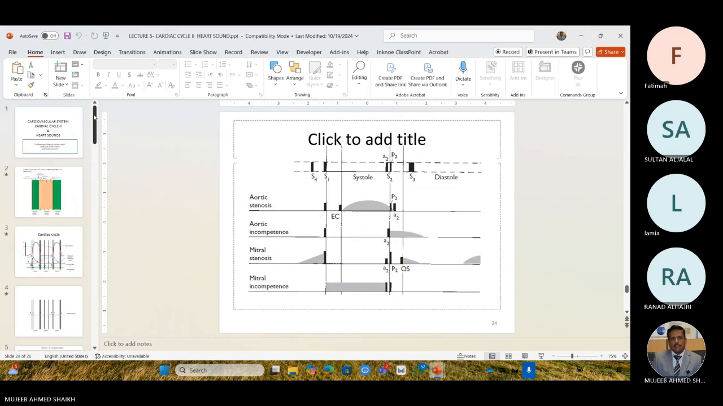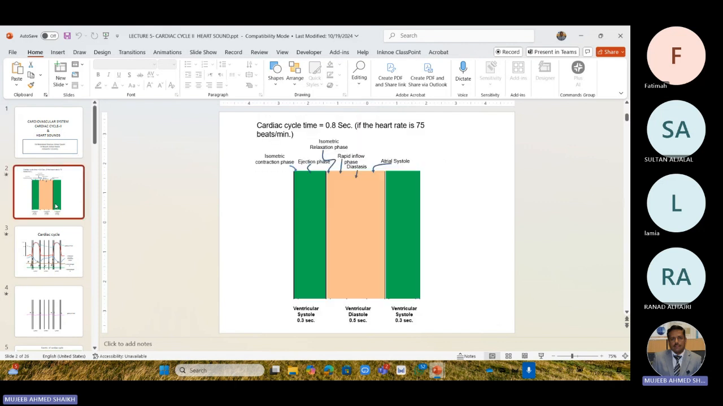So in the cardiac cycle, what is important? In the cardiac cycle, you must imagine. It is not necessary to memorize everything, but if you understand one cycle, you will understand everything, what events are happening in this cycle.